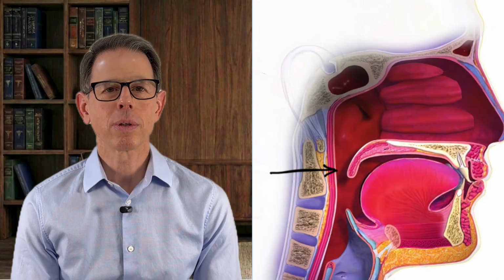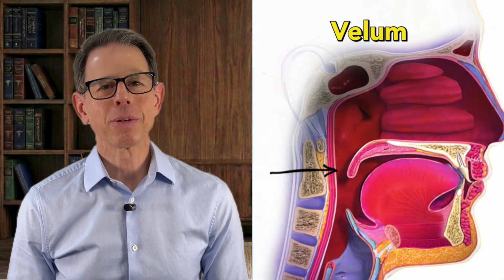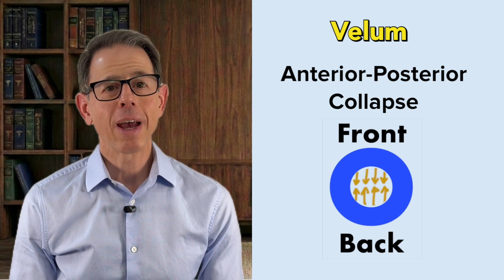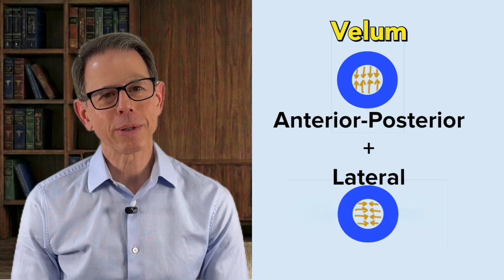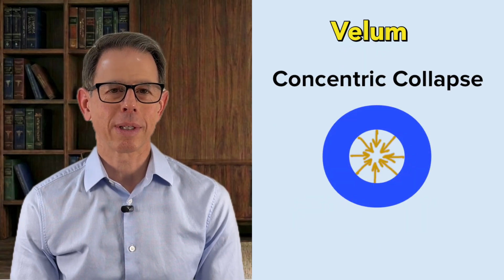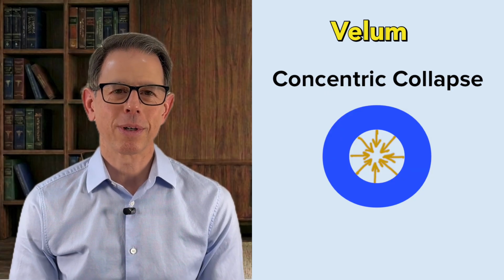We divide the upper airway into 4 levels and describe the pattern and degree of collapse at each level. The highest level is the part of the airway at the level of the palate. We call this the velum. This is the most common site of collapse. At this level, collapse can occur both front to back, known as anterior-posterior collapse, as well as side-to-side, known as lateral collapse. If both anterior-posterior and lateral collapse combine, we can see a collapse pattern known as concentric collapse. This is a circular collapse pattern similar to the way a pupil constricts.